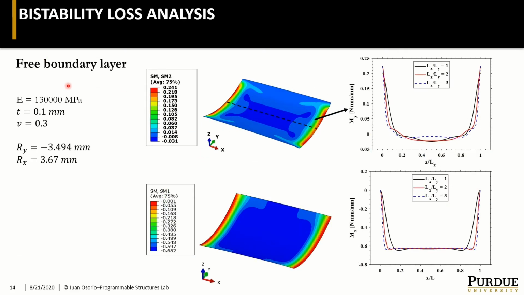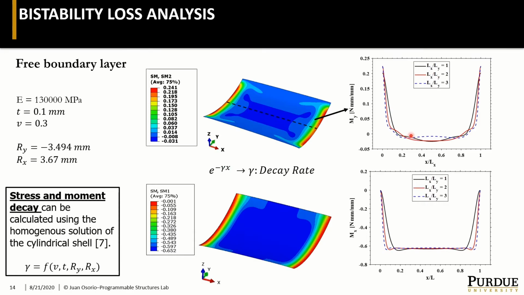First, the free boundary condition, where we see in the FEM results that the edge moment in the free edge decreases to a constant value in an exponential way. Actually, this corresponds to what we found in the literature, that every edge load decays with a decay rate depending on different material properties. For this case, when you are totally free, you can calculate this decay rate from the homogeneous solution of the equation of the shell, in this case the cylindrical shell, and it's a function of the Poisson ratio, the thickness, and the prestress applied.